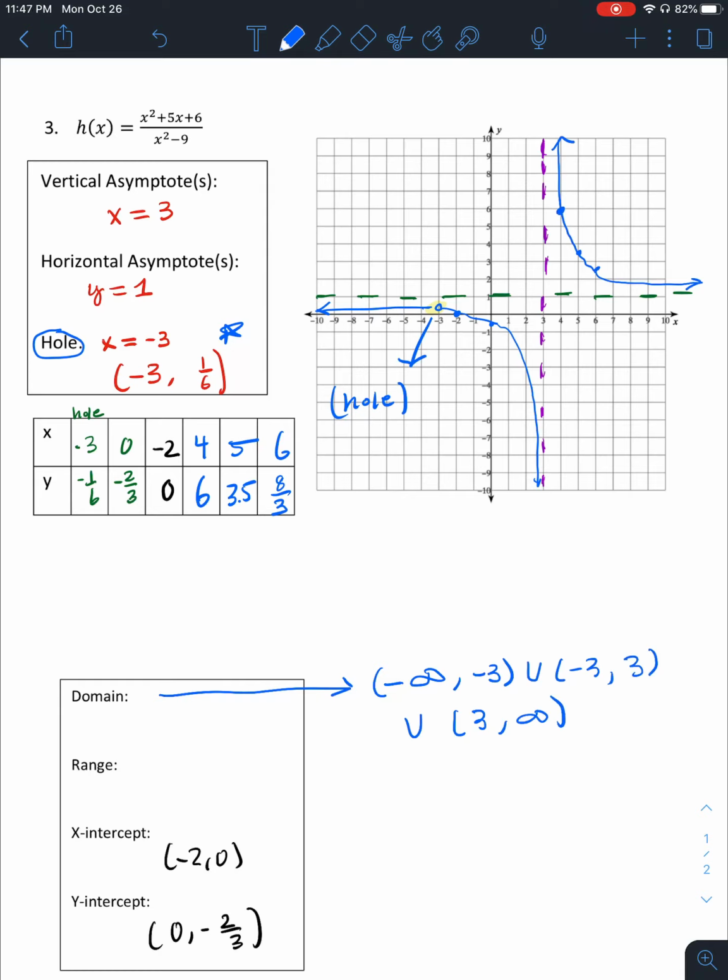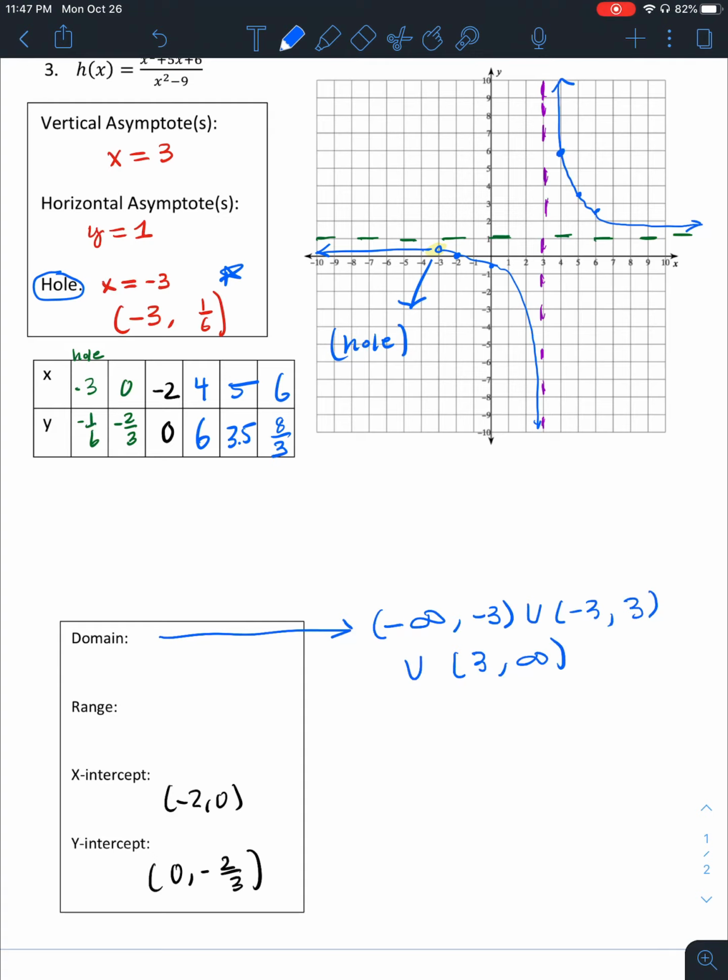And if you're having trouble writing this notation, you could also say all real numbers except at x equals negative 3 and x equals 3. This is better than writing nothing. That shows that you understand what's going on.